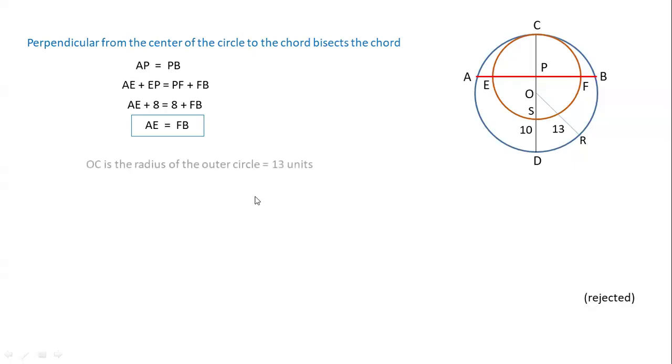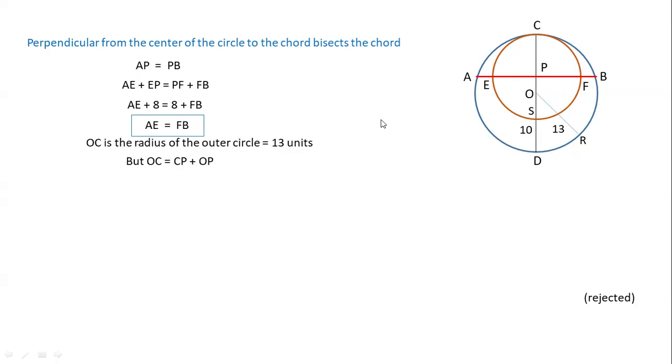Next, OC is the radius of the outer circle, isn't it? And which is equal to 13 units. If you see this OC, it is CP plus OP. This plus this is equal to OC. And CP is the radius of the inner circle, which we know is 8.